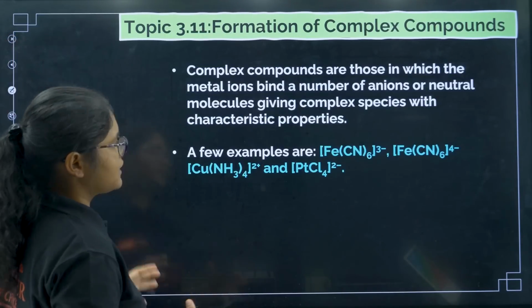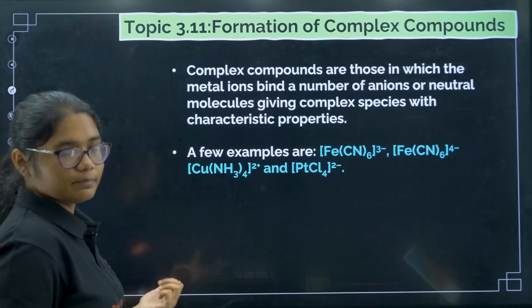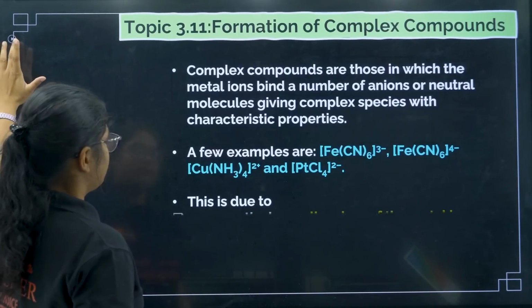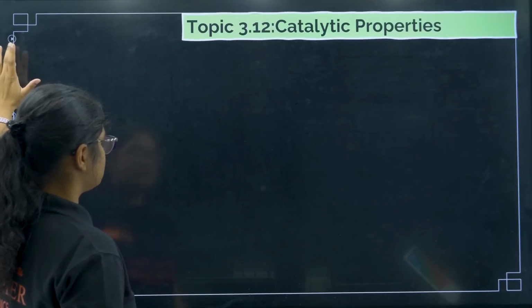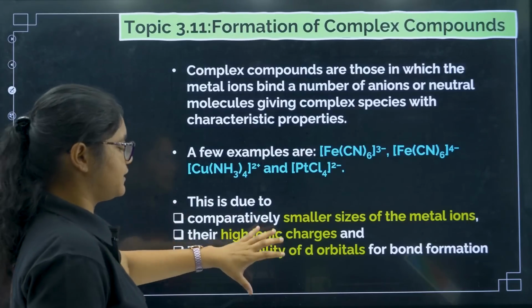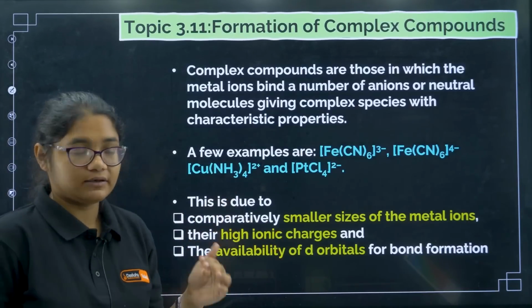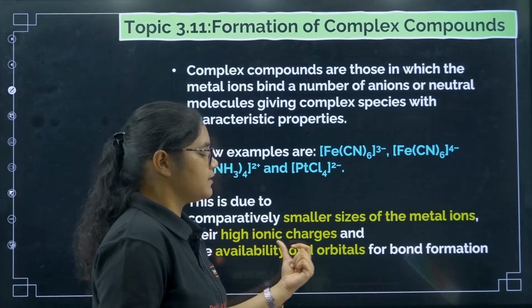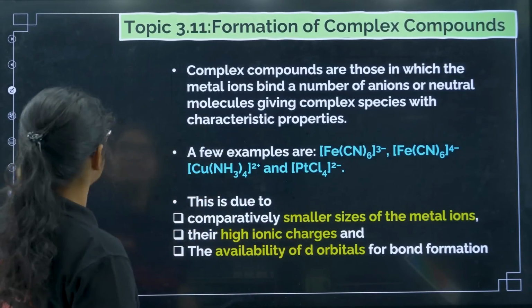Next we have complex compounds. Transition metals can form a lot of complex compounds. You have seen all these examples. Then what is the reason for that? You should be knowing this in points. This is very important. It can be given in terms of MCQ. So first is small size, high ionic charges and availability of d orbitals.